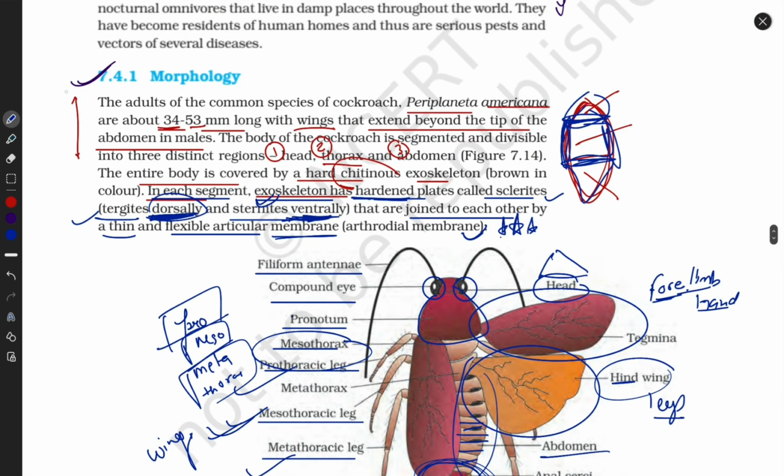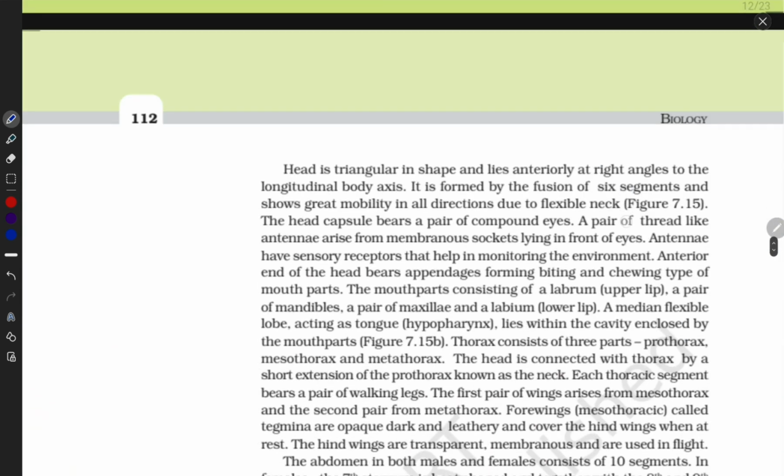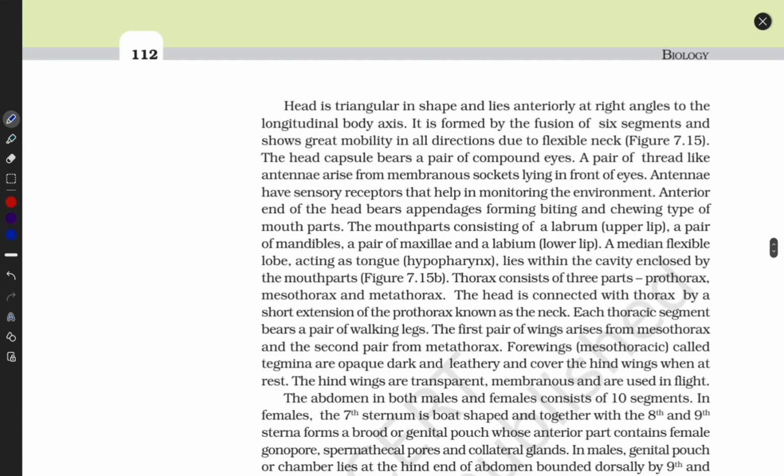Guys, this is your exam-forming area: describe the morphology of cockroaches. I know you know everything and it's boring, but you have to study this if you want to score. I already told you, if you don't study this, the examiner will definitely give it in your exam, because the examiner also knows what you learn and what you skip.